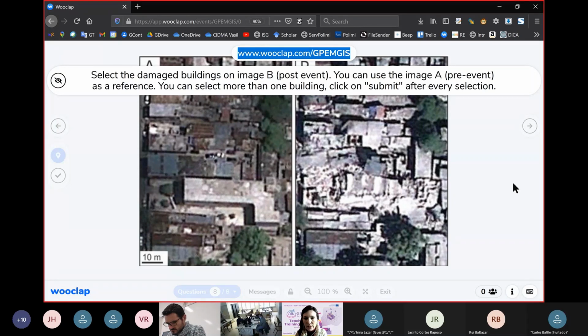And you also have the perception that it's difficult to see the differences. So what I'm asking you is to try to detect the damage on the right image, which is the post-event image. So just make this simple attempt of detecting the damage, comparing the pre- and post-event situation.